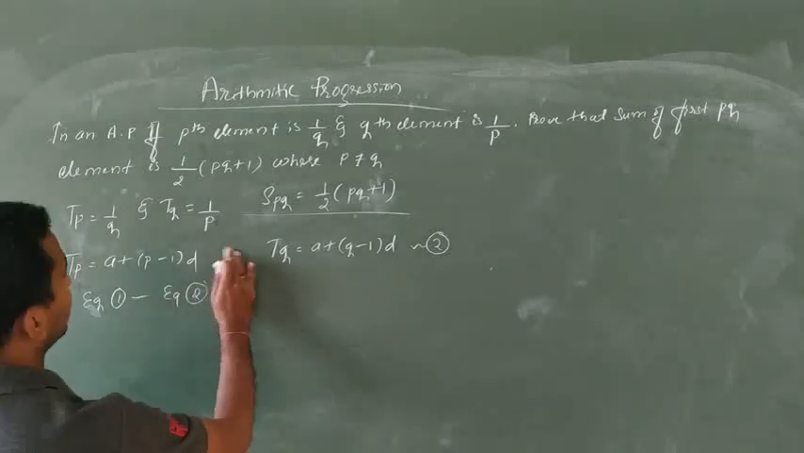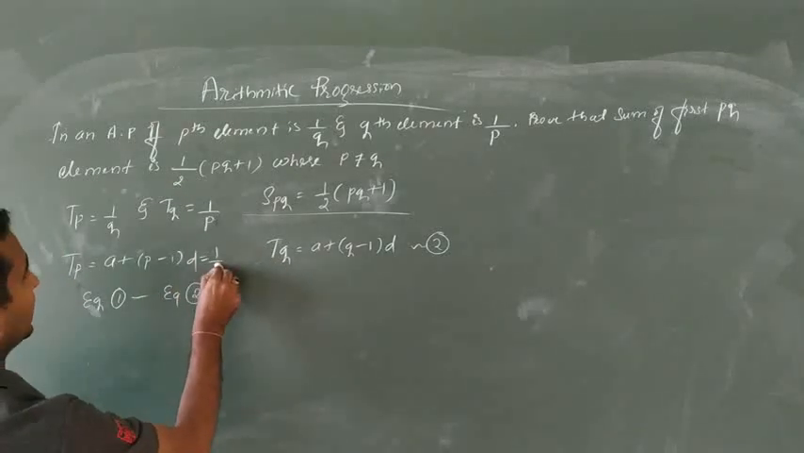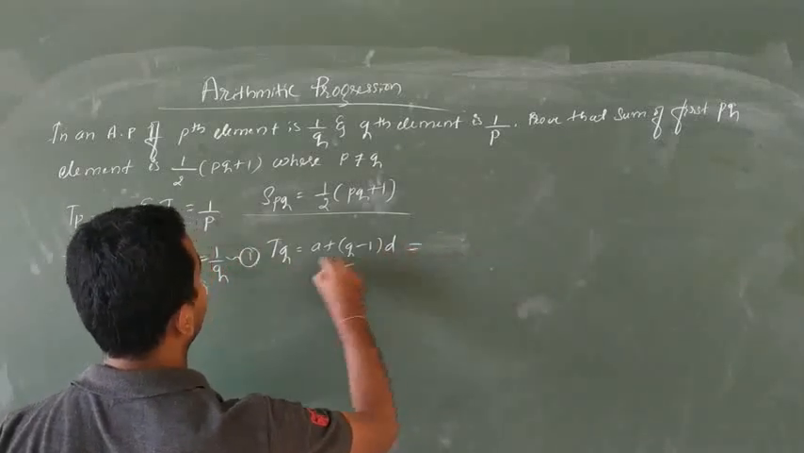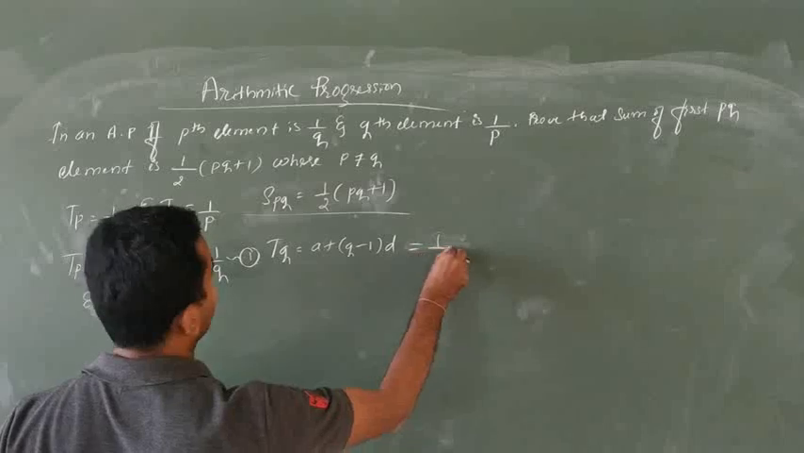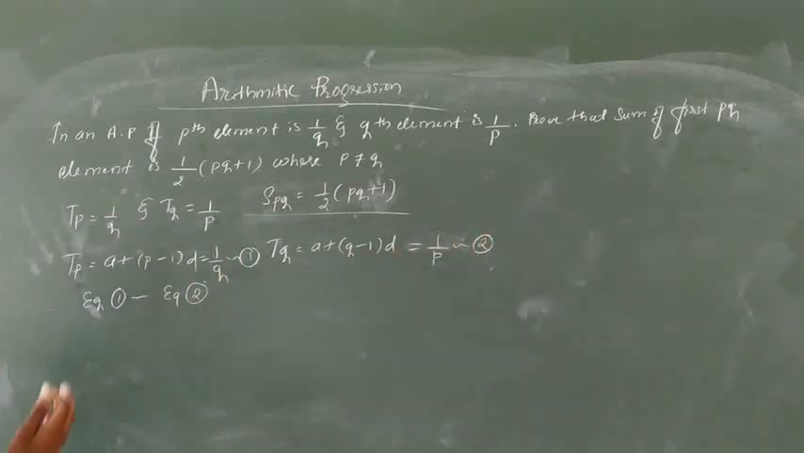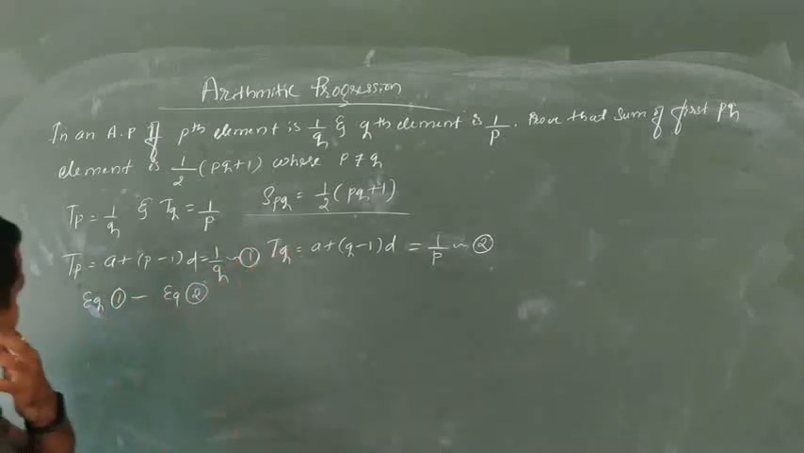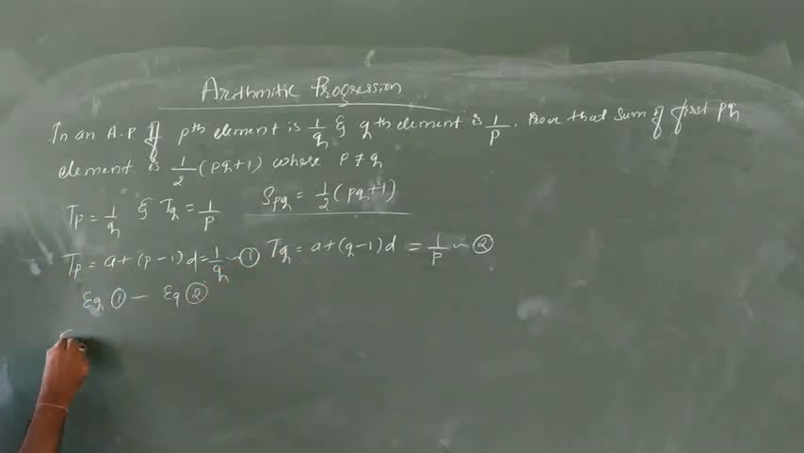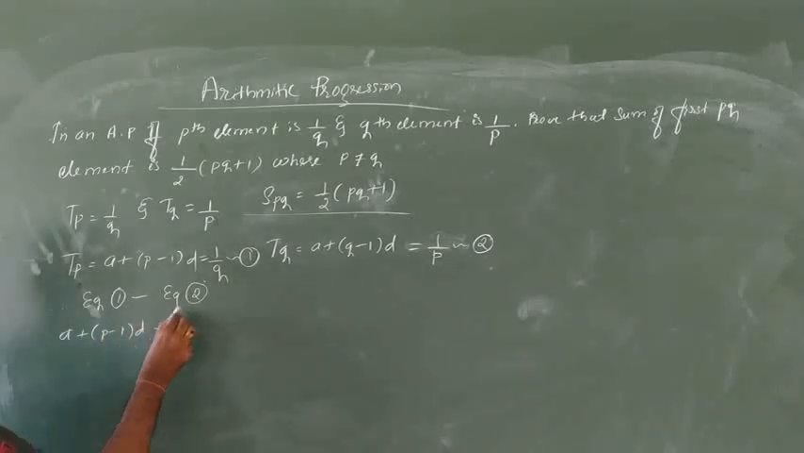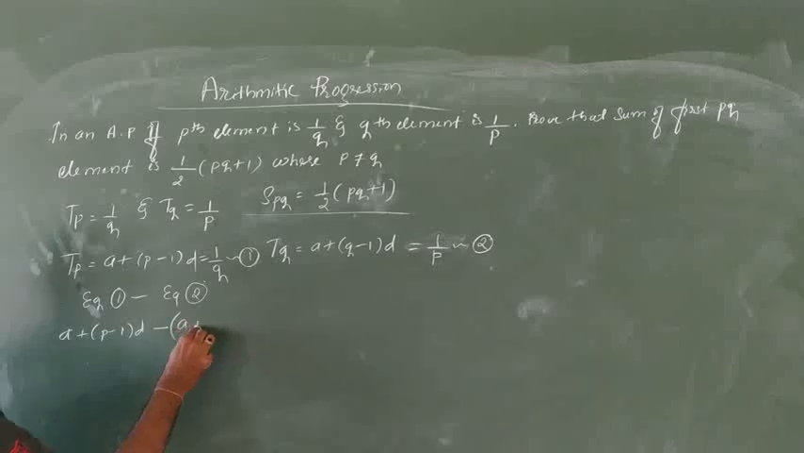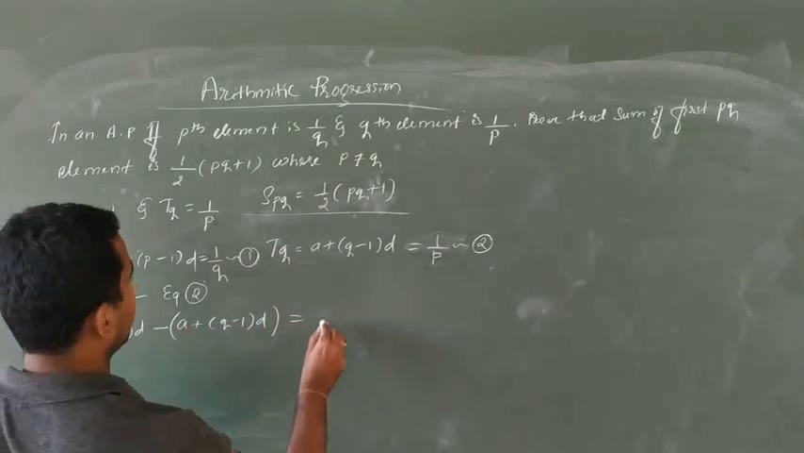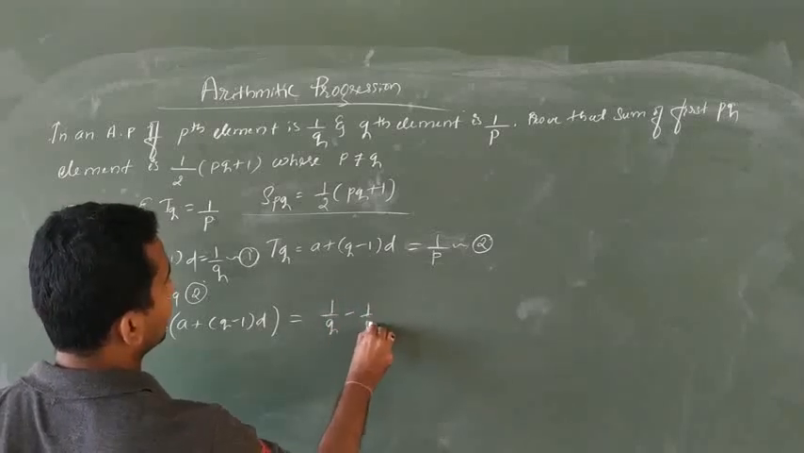So here, this one is what they have given, that is 1 by Q. This is the first equation, and the second equation, TQ, how much they have given? 1 divided by P, this is the second one. Okay, therefore the LHS is subtracted from LHS and RHS from RHS. The LHS is A plus P minus 1 into D minus A plus Q minus 1 into D. And in the RHS, 1 by Q minus 1 by P.